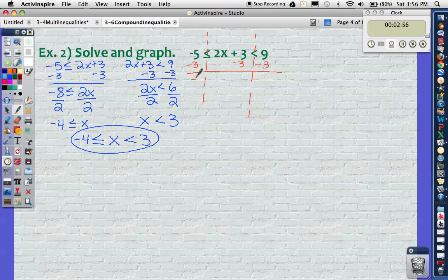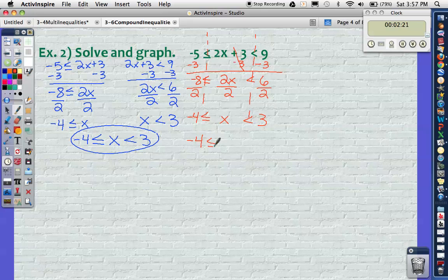I would have negative 8. Keep your inequality symbol the same and lined up, please. These 3's cancel, and I'm left with 2x in the middle. And I have a less than symbol, and 9 minus 3 is 6. What would I do to get x by itself? I would divide by 2. Instead of just dividing by 2 on both sides, you must divide by 2 on all 3 sides. I have x in the middle, pulling my inequality symbols down. And on the left, I have negative 4, and on the right, I have 3.